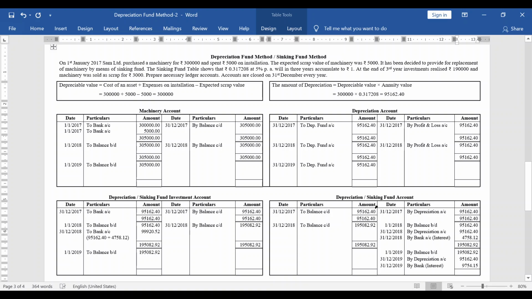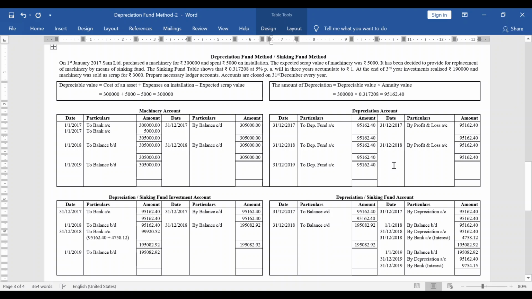So the entry for interest received is bank account debit to depreciation fund account, and the amount is calculated on the opening balance of investment. That is, in this case it's on 1,95,082.92 at 5%. Now these being the last year, there is no entry for investing the amount in securities.